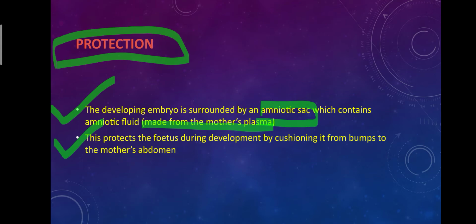The amniotic sac is present around the developing embryo, and it contains the amniotic fluid, which protects the fetus during development by cushioning it from bumps to the mother's abdomen.